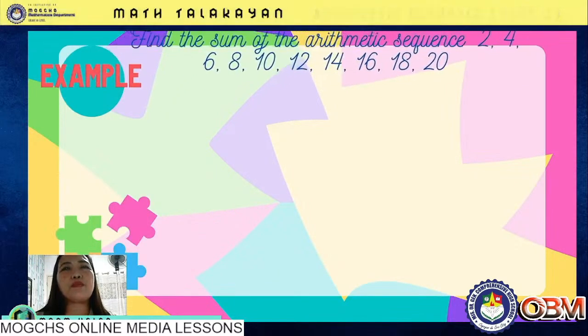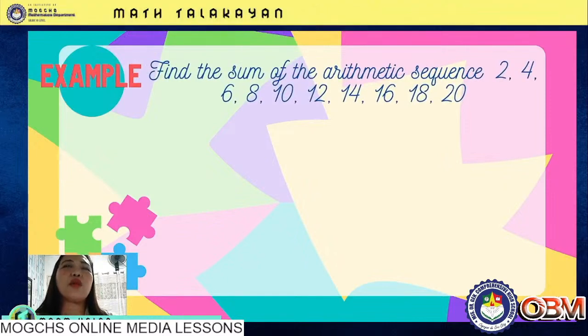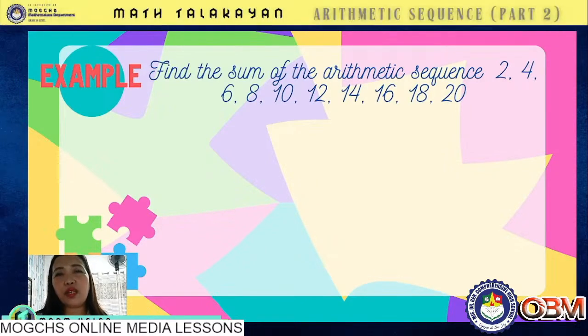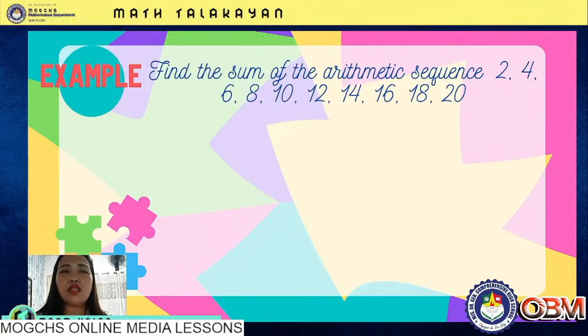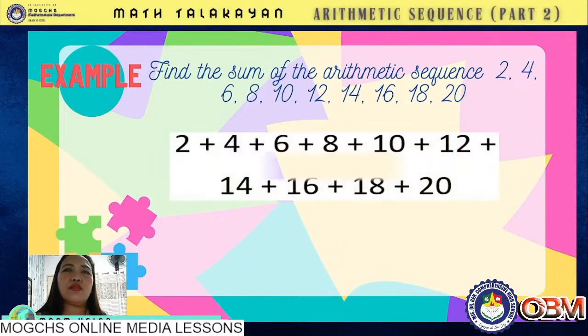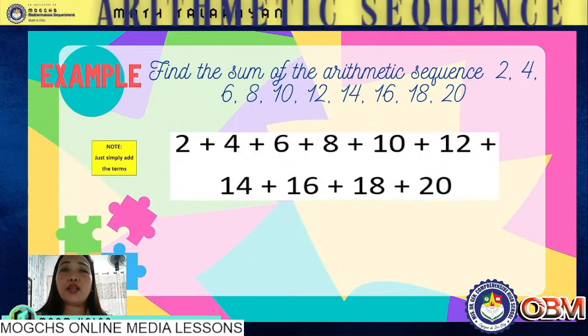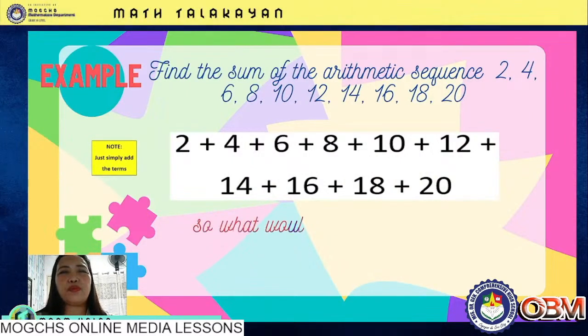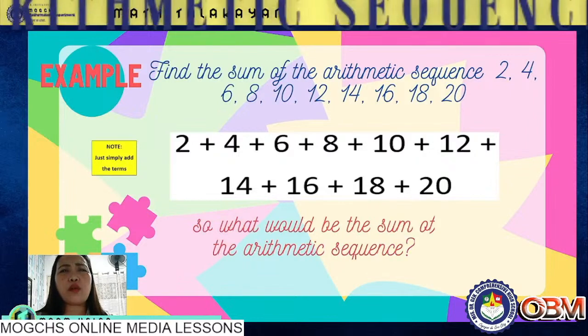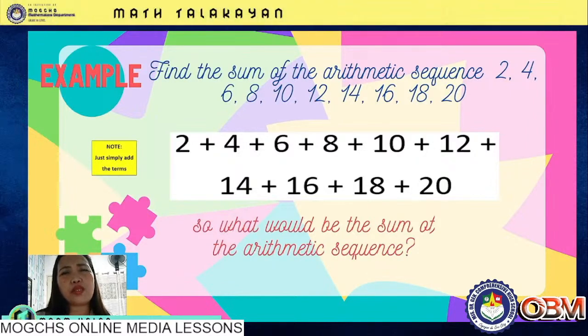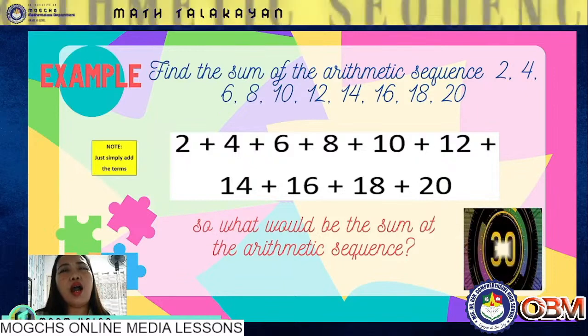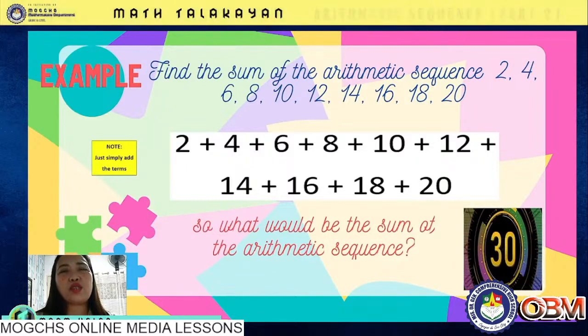Okay, another example. Find the sum of the arithmetic sequence 2, 4, 6, 8, 10, 12, 14, 16, 18, 20. Okay, so all you have to do, just simply add the terms. So what would be the sum of the arithmetic sequence? I'm going to give you 30 seconds to answer the problem.